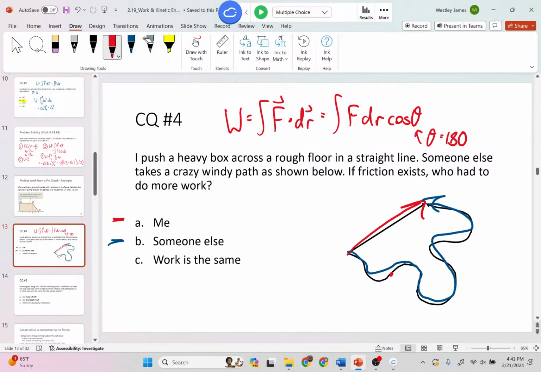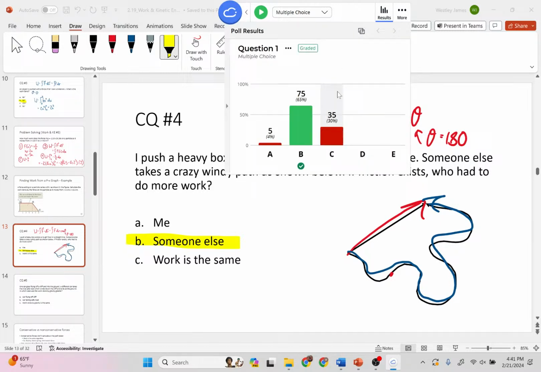Wherever you're going, friction is doing work. If you're going left, it's the same amount of work as going up. It's the same amount of work as going that way. The path matters. So someone else is having to do more work. They are having to put more energy into it to make this happen. Okay. Boom.